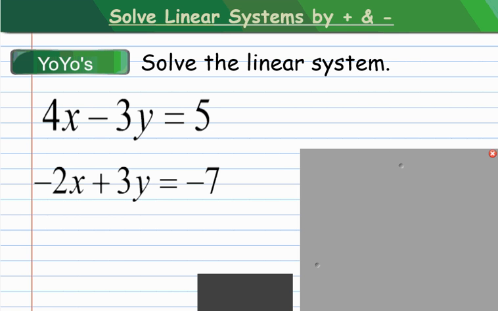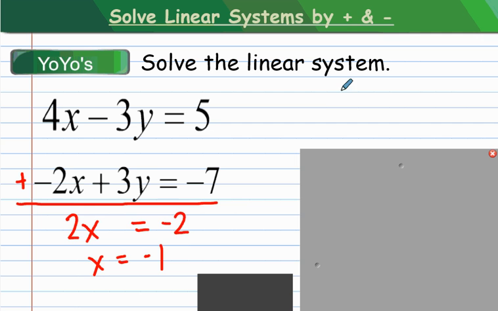Okay, welcome back. Here we see the y's are what I need to eliminate. They are opposite in sign, so I'm going to add my two equations. 4x plus negative 2x is 2x. Negative 3y plus positive 3y, those eliminate. 5 plus negative 7 is negative 2. Divide by 2, and I get that x is negative 1.